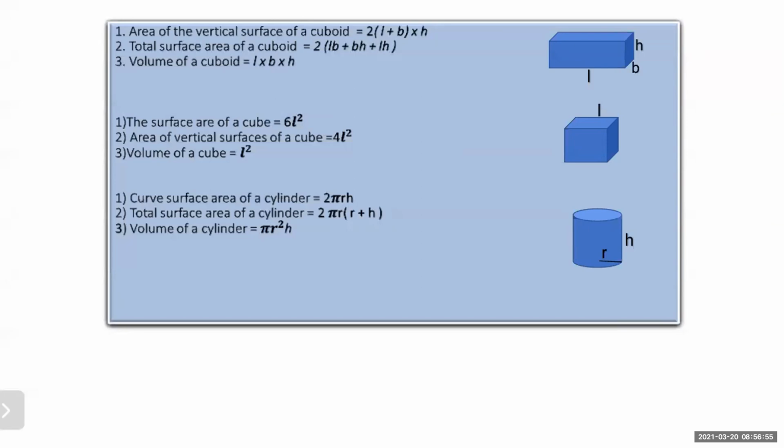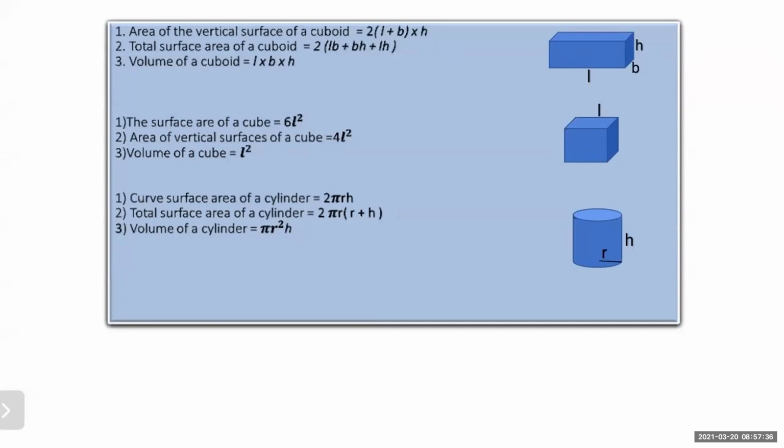Here we can see the formulas, like the area of the vertical surface of a cuboid, that is 2 into (length plus breadth) into height. Since it is a three-dimensional figure, we are going to deal with length, breadth, and height. The second formula is the total surface area of the cuboid, that is the outside part. That is 2 into (length into breadth plus breadth into height plus length into height). And the volume of a cuboid is simple: length into breadth into height. So this is about the cuboid.